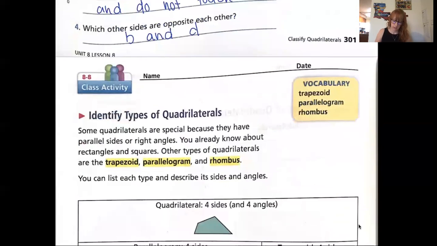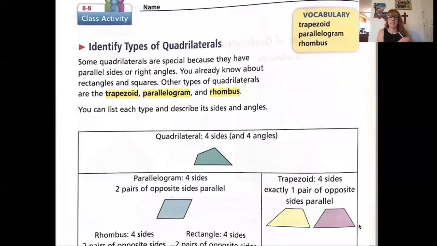Now, this page is super important. If we were together, I would be passing out sticky notes so that you can put a sticky note on this page. It's very important for a good bit of the rest of our chapter. So make sure that you continue to use this page as we continue to classify quadrilaterals.